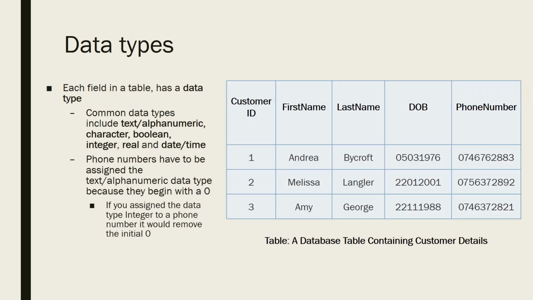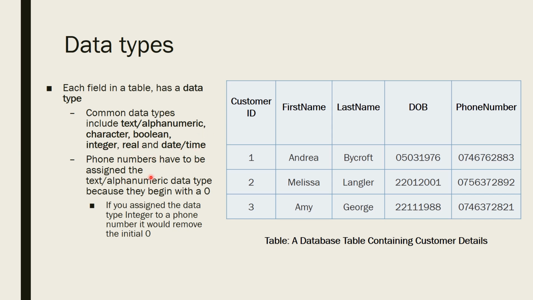As you can see, each field in a table has different data, right? Customer ID has numbers, first name and last name have characters, a combination of characters. But on the other hand, DOB and phone number just have numbers, a combination of numbers, right? So we have some common data types like alphanumeric, text, character, Boolean, integer, real, and date types.